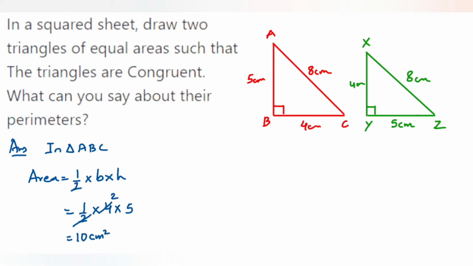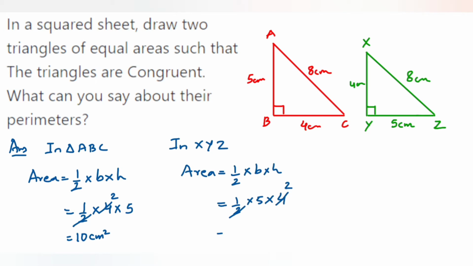Similarly, if I take triangle XYZ, then area will be equal to, again use the formula half into base into height. In place of base, we'll write 5 centimeter. In place of height, we'll write 4 centimeter. Again, we can cancel 2 and 4. We'll get 2. So from here, when you multiply 5 and 2, we'll get 10 centimeter square. So this is equal to 10 centimeter square.